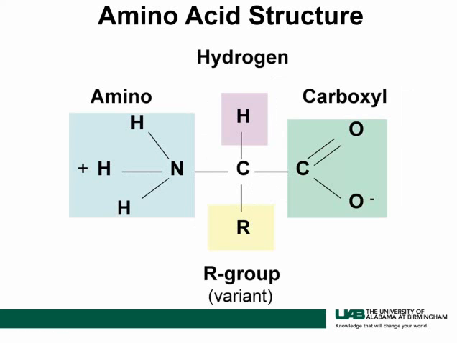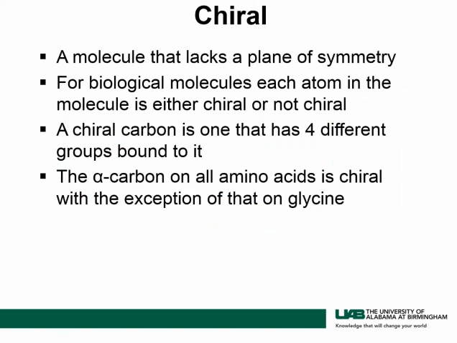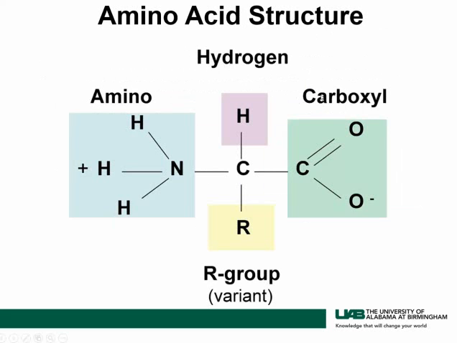So here's the structure of the amino acid again. The common denominators are carboxylic, hydrogen, amino on the alpha carbon. These are all common denominators, and they differ by the R group.